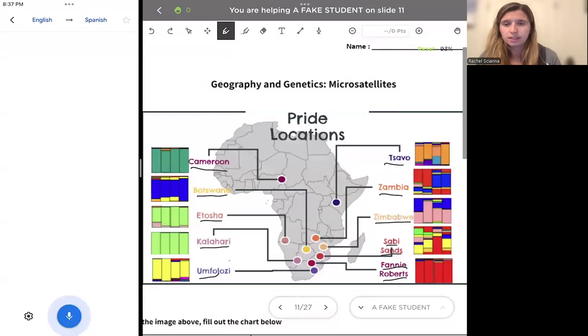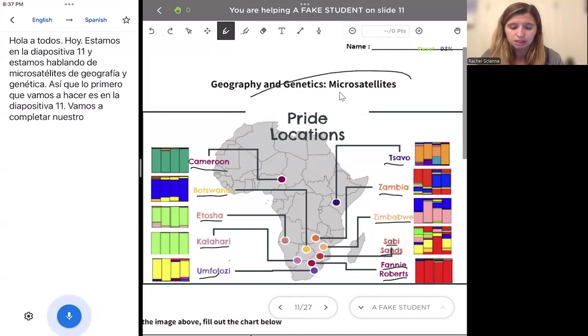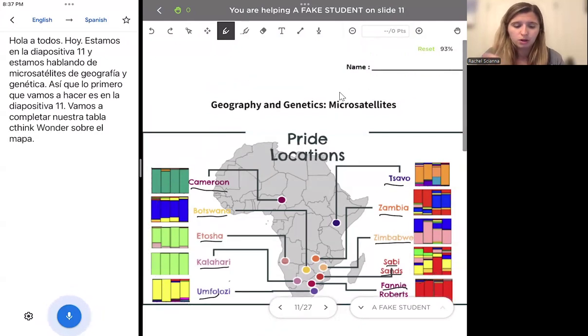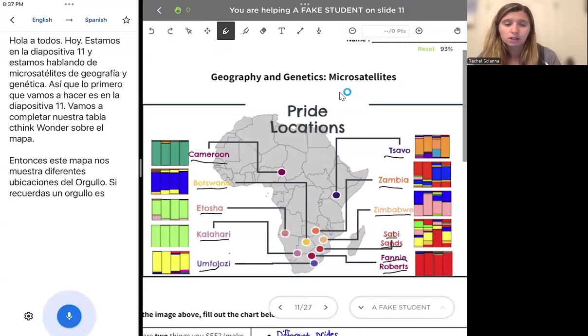Hi, everyone. Today we are on slide 11 and we are talking about geography and genetics, microsatellites. So the first thing we're going to do is fill out our See, Think, Wonder chart about the map that you see here. This map is showing us different pride locations. If you remember, a pride is a group of lions. So we are looking at different groups of lions in Africa, and we are looking at their microsatellites.